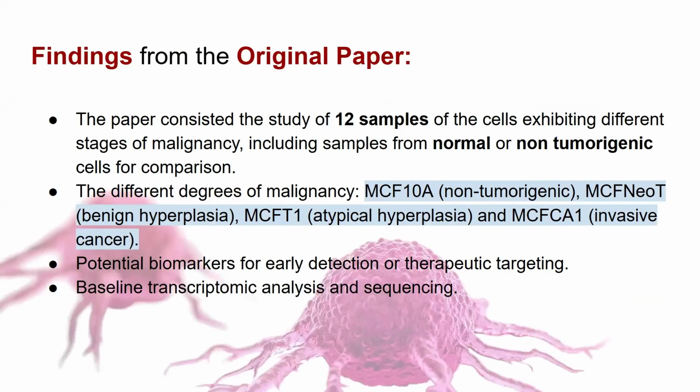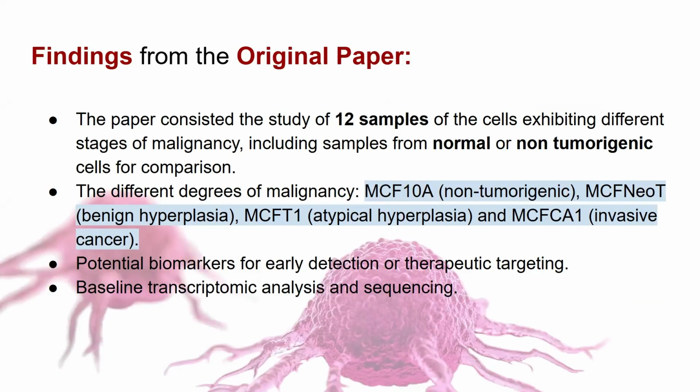So, what were the findings from my original paper? The paper which I used for the study contained 12 samples of cells which exhibited different stages of malignancy, including samples from normal or non-tumorigenic cells for comparison. The study analyzed 12 samples, which were divided into four categories.